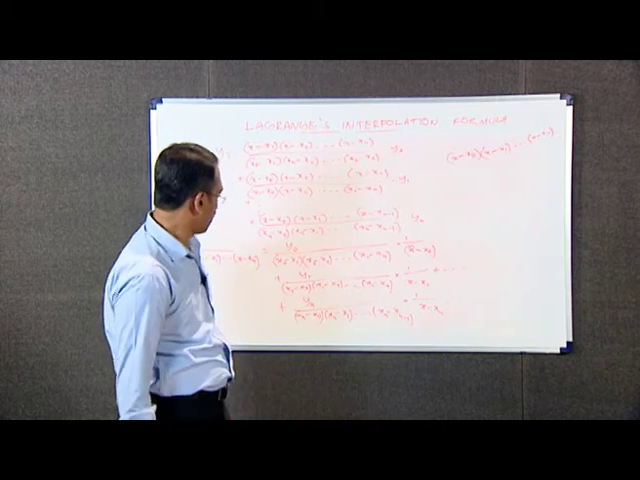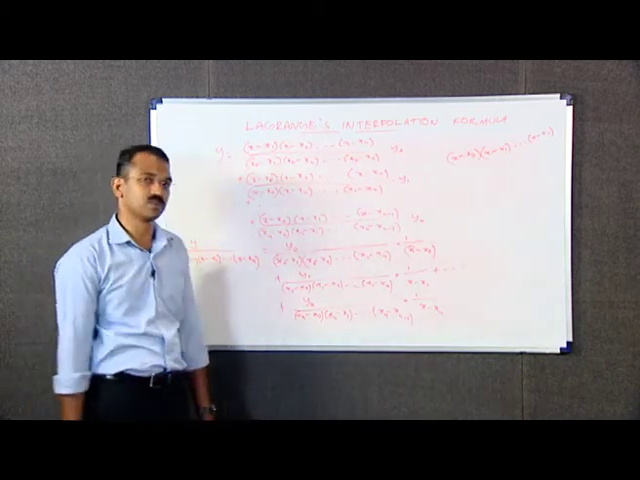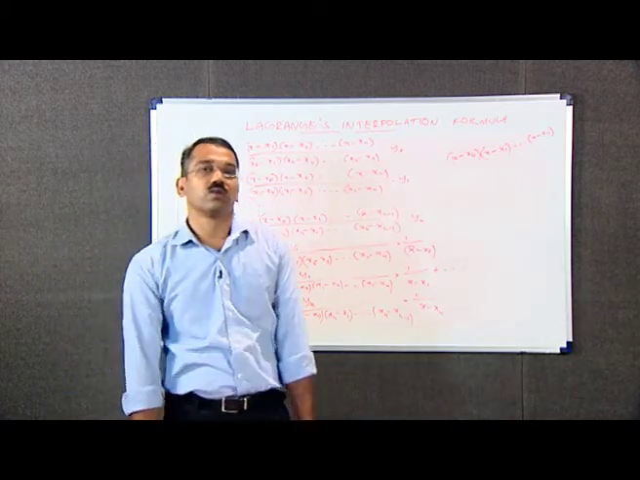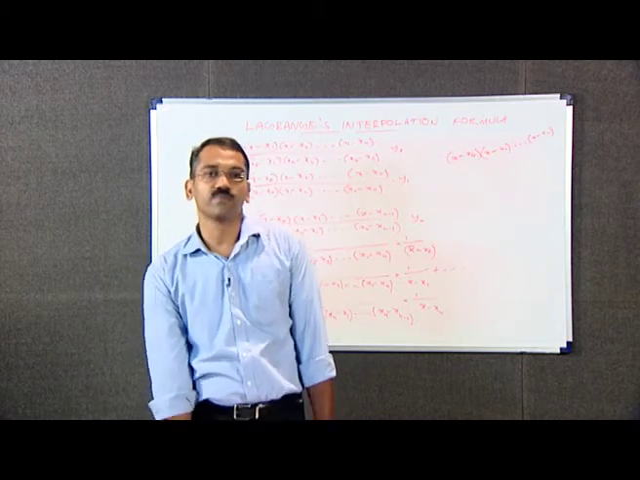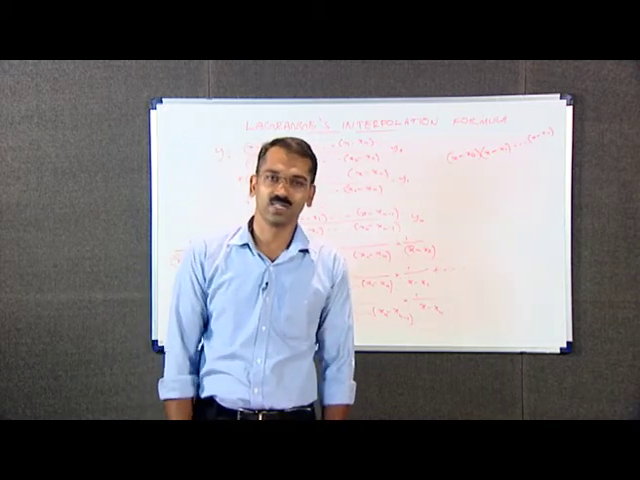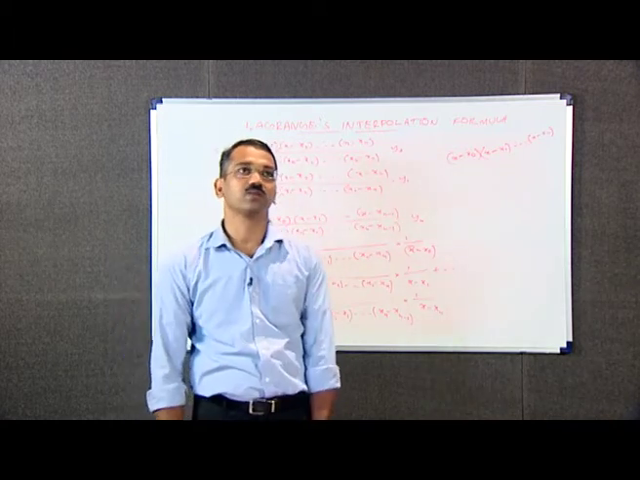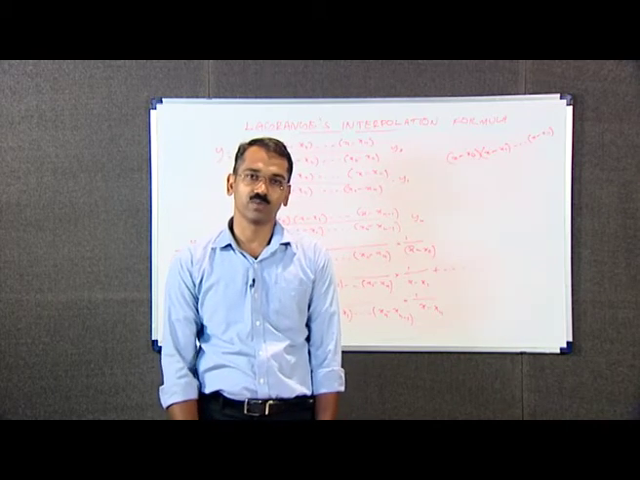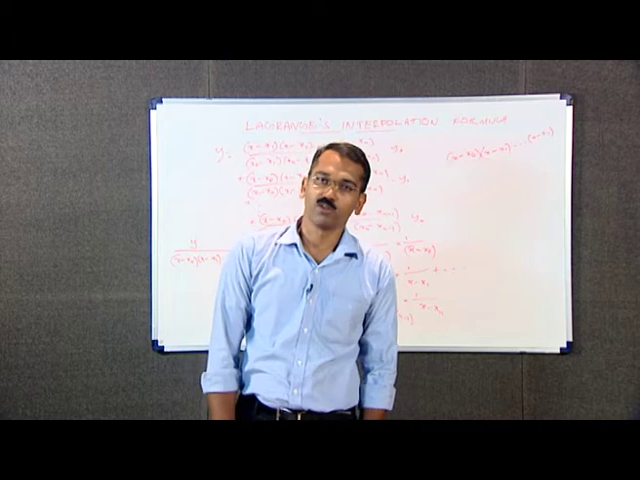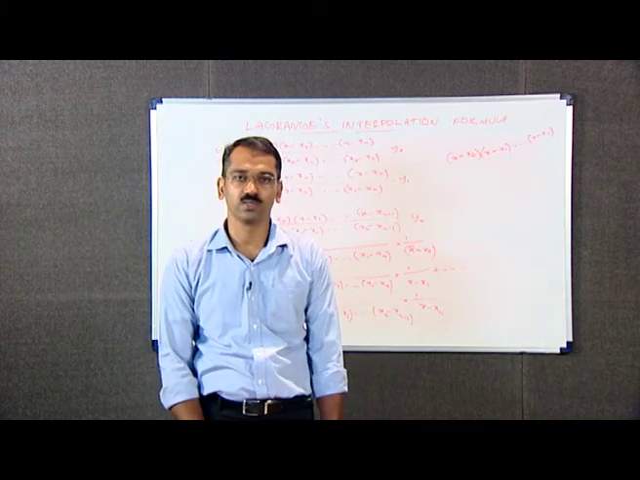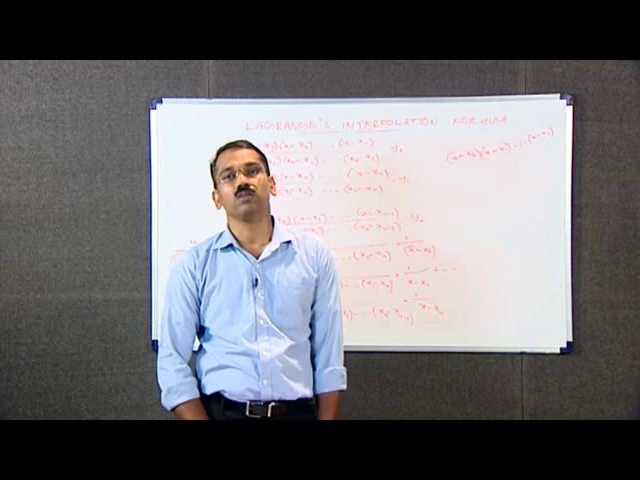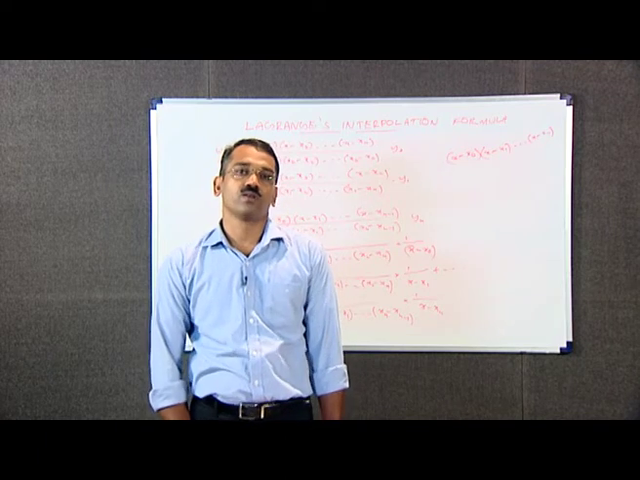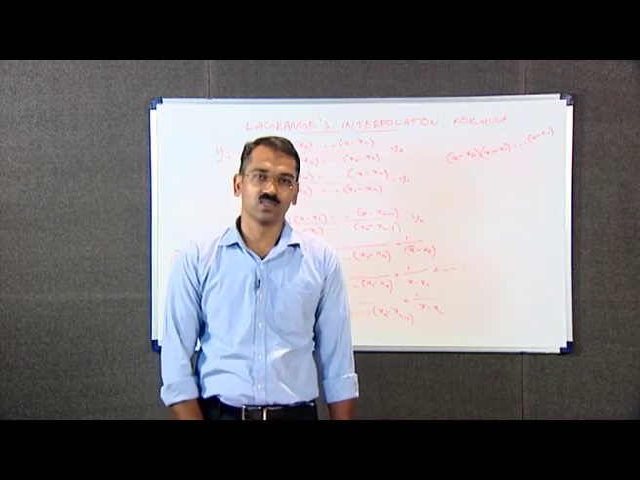This is an alternative formula for Lagrange's interpolation formula. We can use this formula also. Let me conclude this session. In this session, we derived the Lagrange's interpolation formula and we observed two alternative forms of the Lagrange's interpolation formula. The Lagrange's interpolation formula is used to interpolate if the arguments are not equally spaced. This is a general interpolation formula. Thank you for watching this session. Have a nice day.